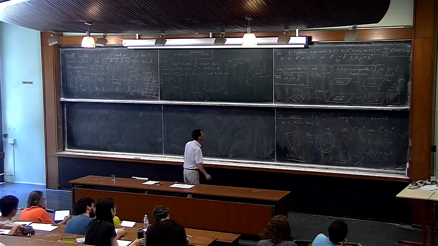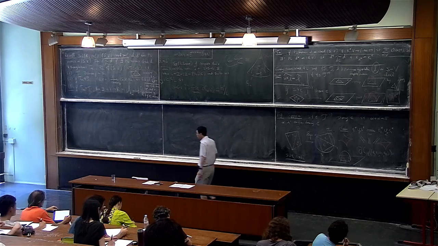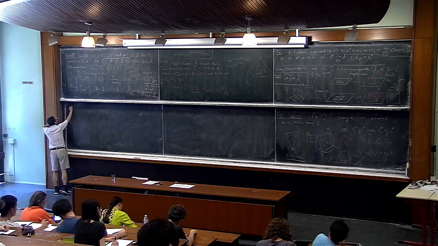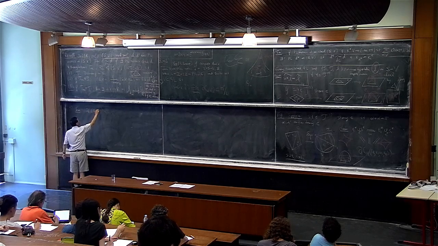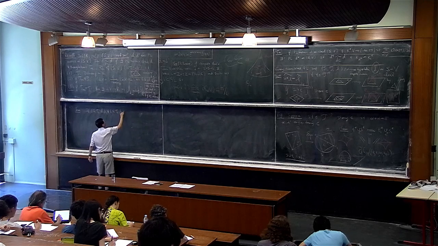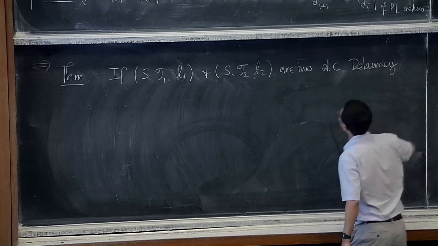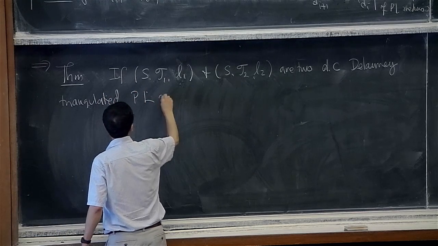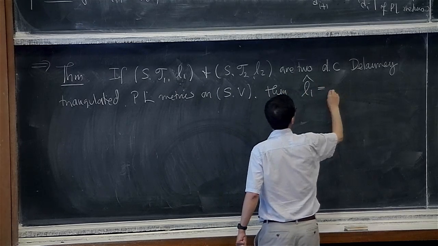So this construction tells you that if you combine the scaling invariance plus this invariance under flip, then in the category of Delaunay triangulations everything is now invariant. So this implies at least the part of the theorem that if S, T1, L1 and S, T2, L2 are two discrete conformal Delaunay triangulated PL surfaces, PL metrics on the same surface, then L1 hat is isometric to L2 hat.